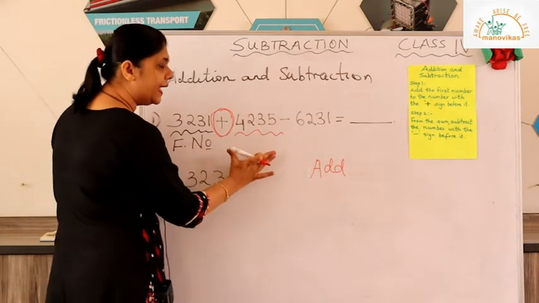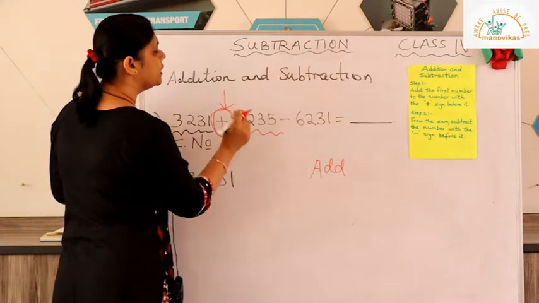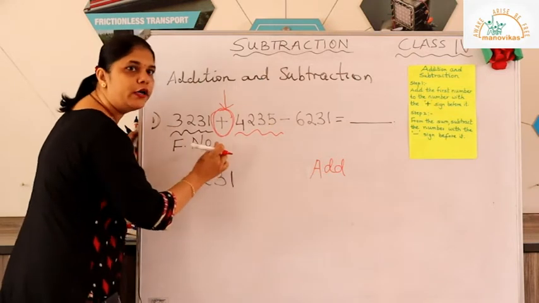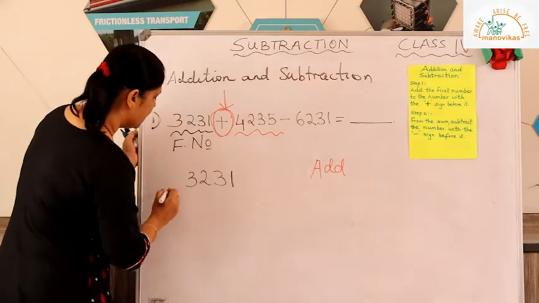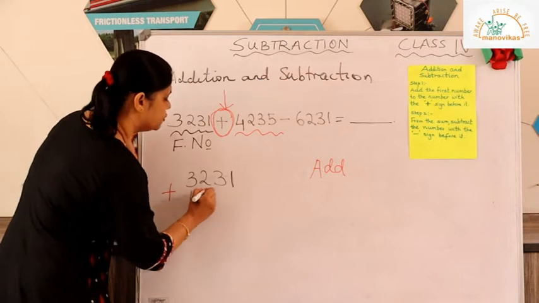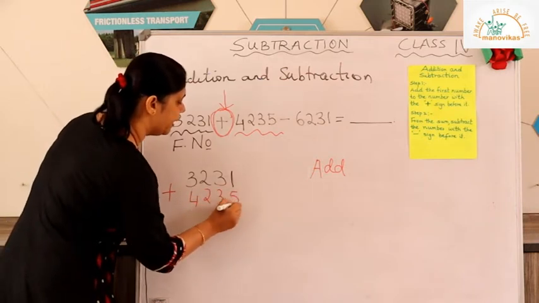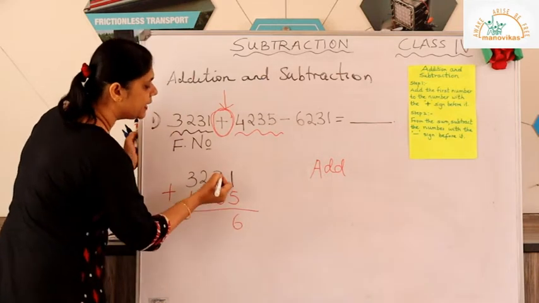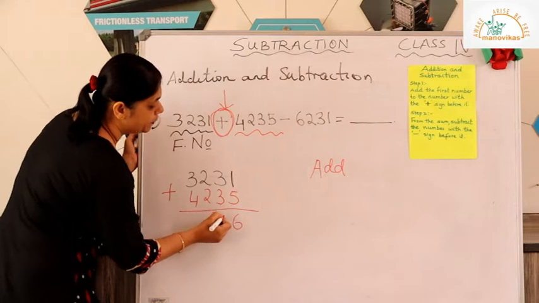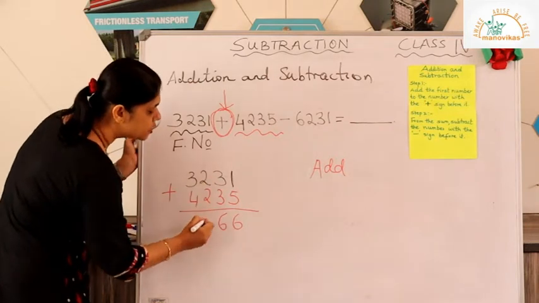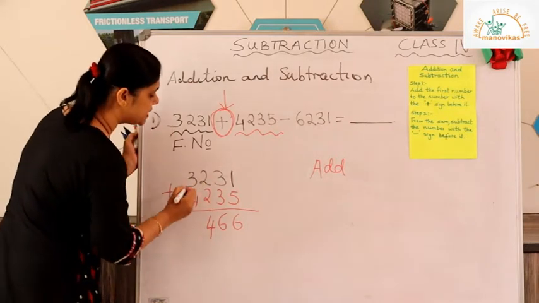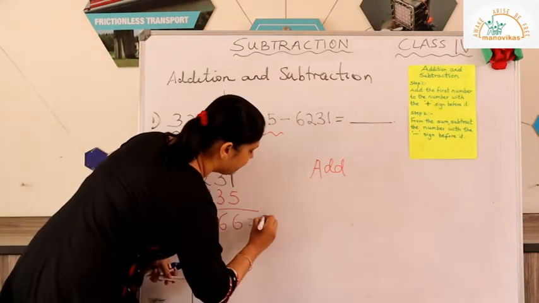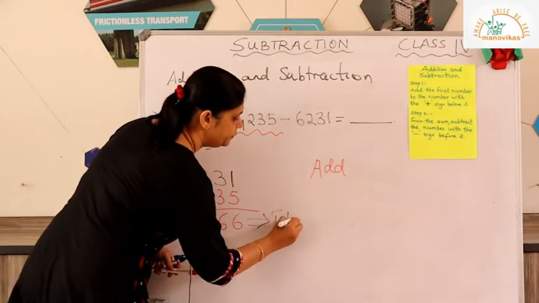Now in this case, 4235 has a plus sign before it. So which number we are going to add here, children? Yes, plus 4235. So let us do it. 5 plus 1, 6, right? 3 plus 3 is how much, children? 6, right? 2 plus 2, 4, and 4 plus 3, 7. So this is the total which I have got after adding.